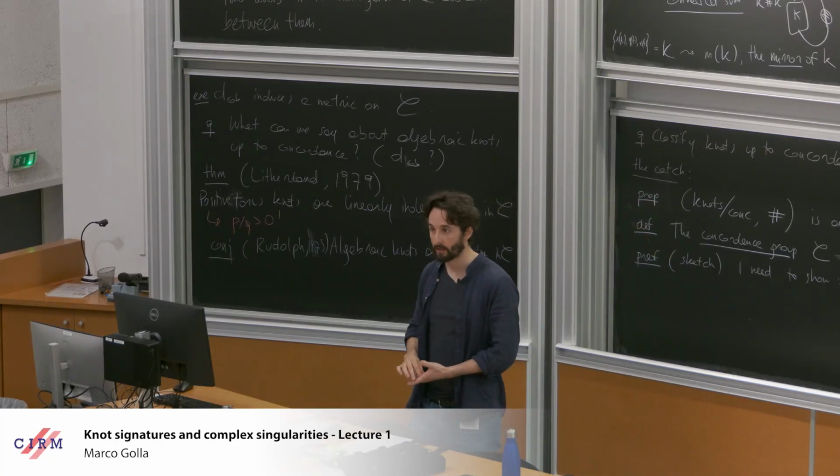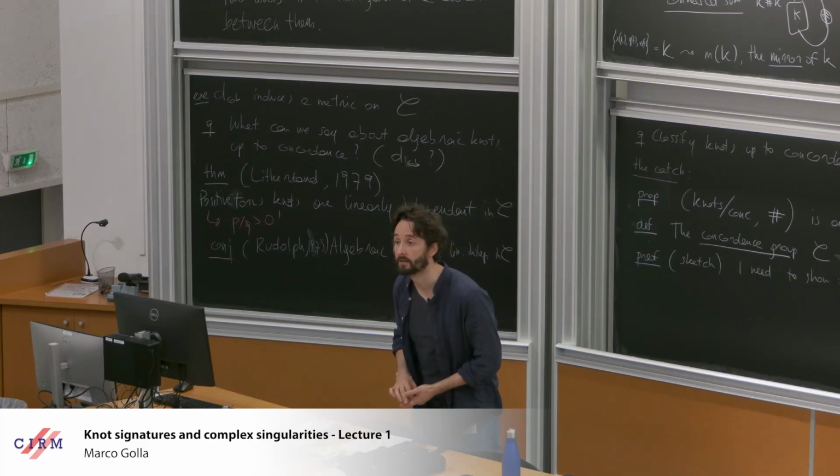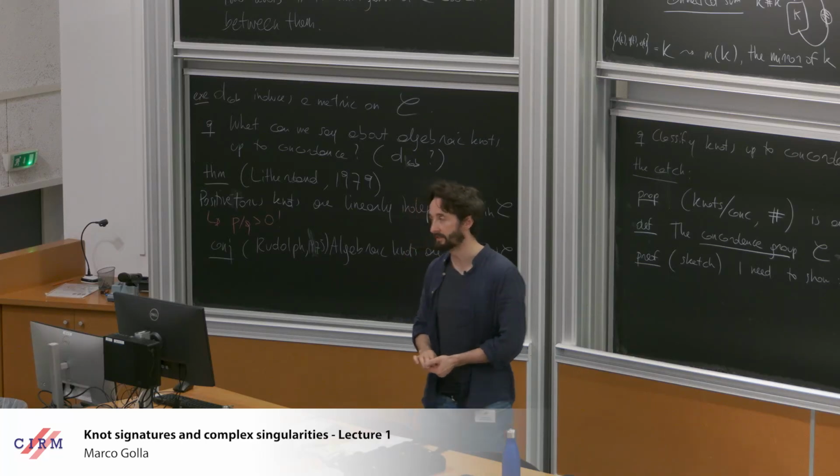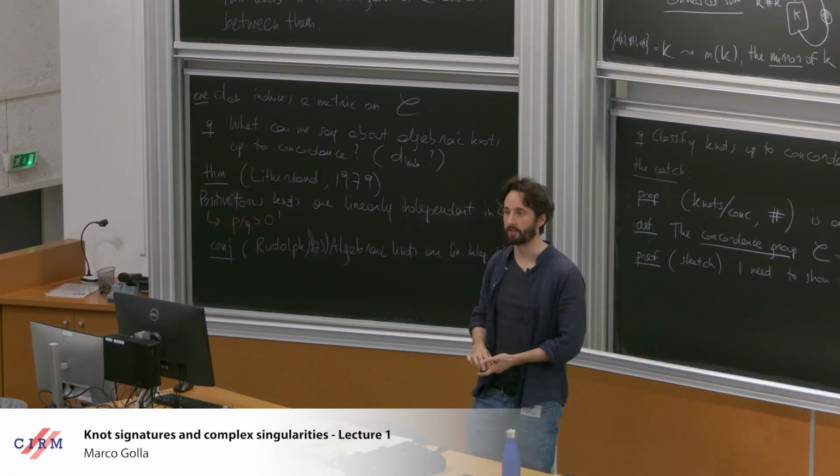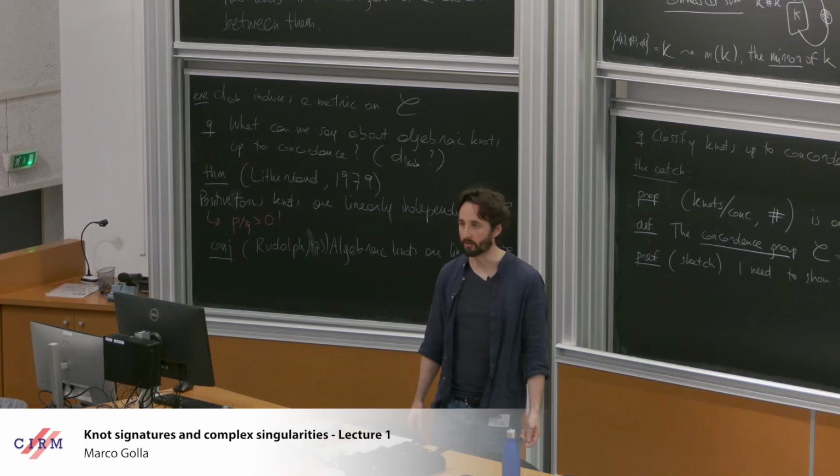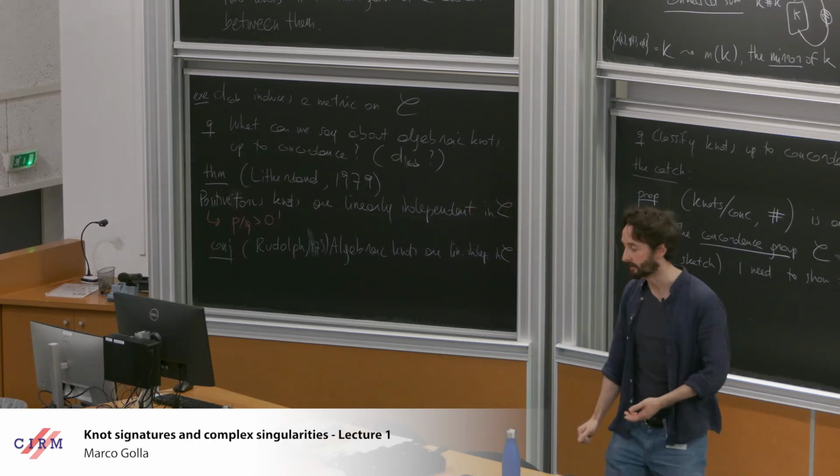In dimension 3, they generate all the torus. Say it again? In dimension 3, algebraic knots are generated by all the positive torus knots. In some sense, yes. This is exactly what we're going to see now. I'm going to take a closer look at what algebraic knots look like.